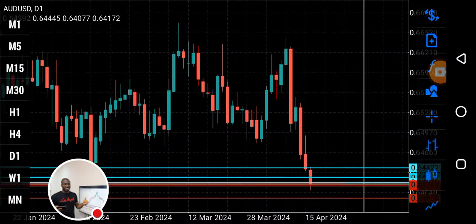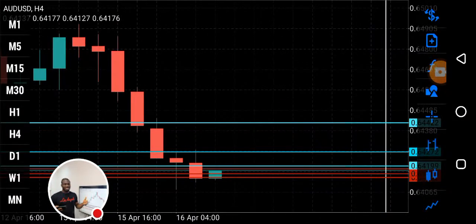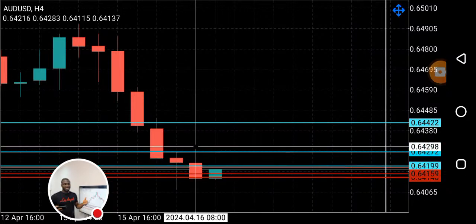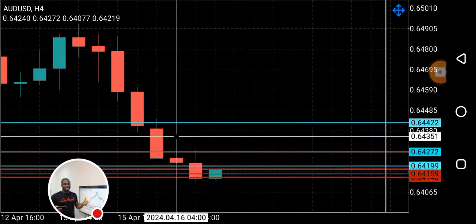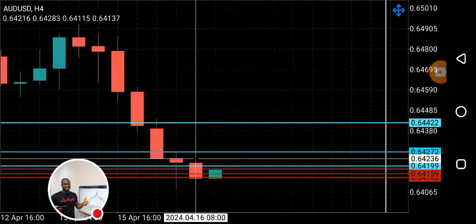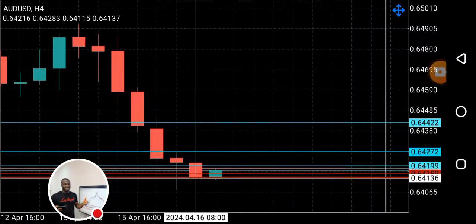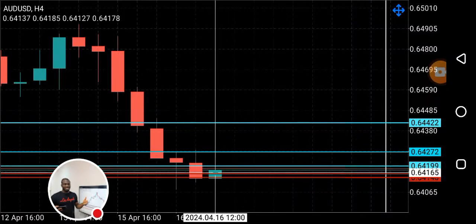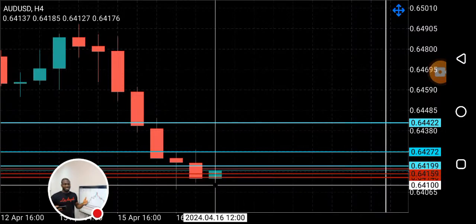Let's check 4-hour. So you could see yesterday, this is a bullish reversal pattern. Can you see this? This is a hammer, but this is a bearish hammer. Now, after the formation of a bearish hammer, you are expected to wait for the next candle to close bullish. And you can see the candle that closed after this hammer is a bearish candle, which looks like an inverted hammer. Okay, so we have to wait for this candle to close.